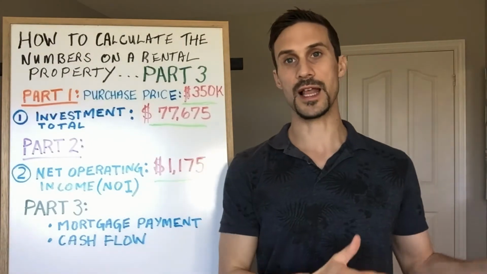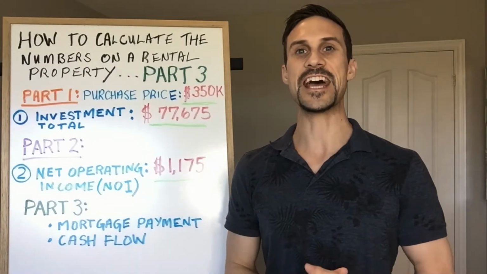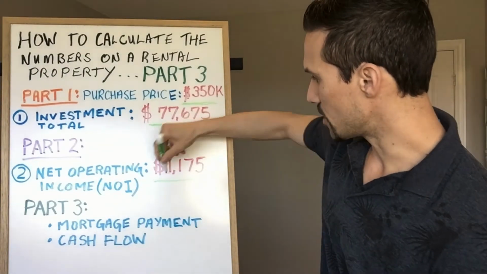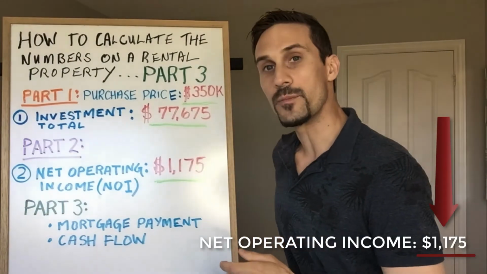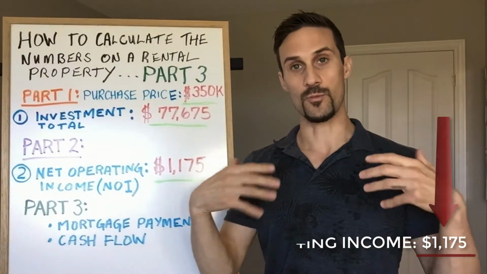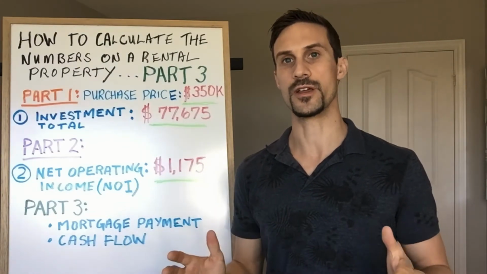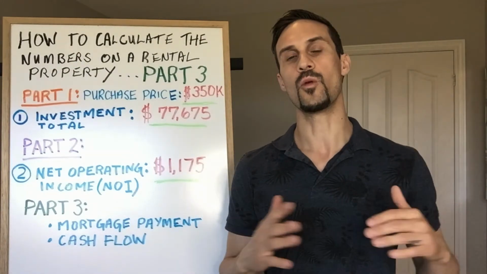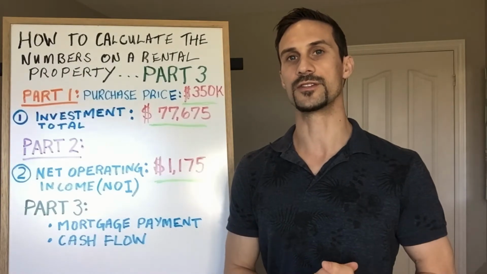Now in part 2, which was last week's video, we went into the income and expenses. We came up with the net operating income, which we came up to $1,175. And now from that number, we can calculate our mortgage payment and our cash flow, which we'll be doing today in part number 3. But if you haven't watched part number 1 or part number 2, go back right now, watch those videos, because this video will make more sense if you watch those 2 videos first.